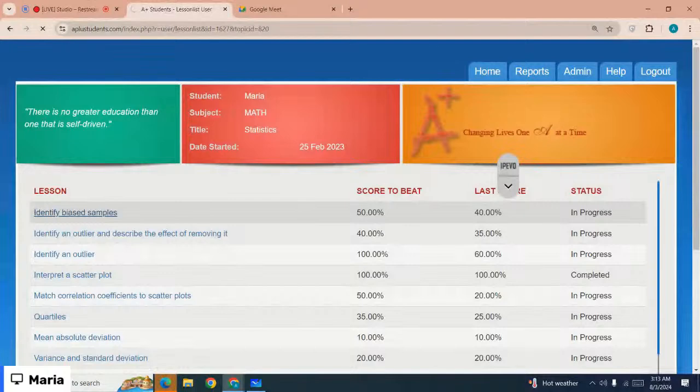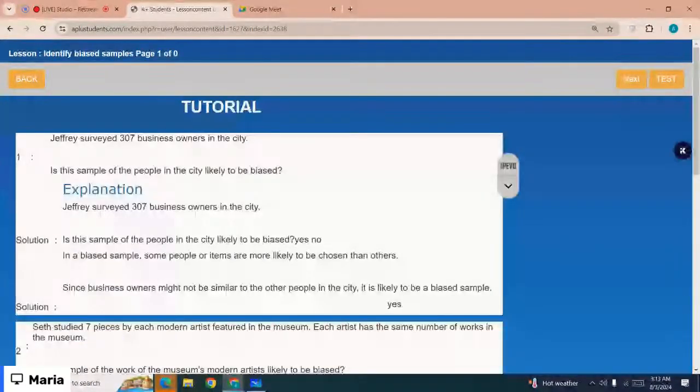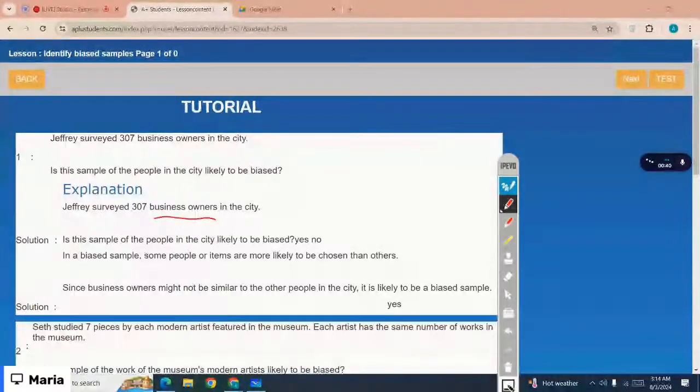Let's start with the first example. Jaffrey surveyed 307 business owners in the city. Is this sample of the people in the city likely to be biased? He surveyed business owners, right? So business owners might not be similar to the other people in the city. It is likely to be a biased sample, right? Business owners are not like the other people, so that is the biased sample.